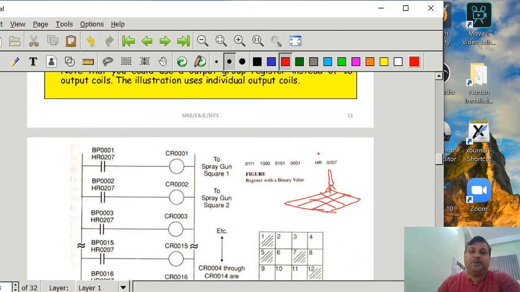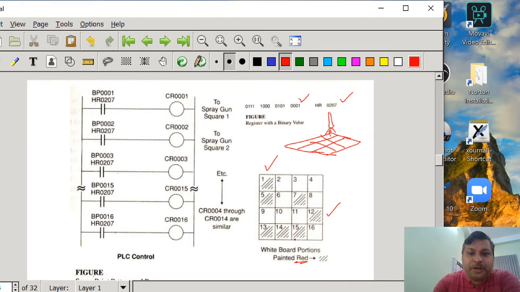So now, first of all, we will decide what will be the content of HR207. So I want to make the spray gun on for square one. So that's why this bit is one, and the rest, 2, 3, 4, will be zero. So 0, 0, 0. Then the fifth bit is one, the sixth bit is zero, the seventh bit is one, the eighth bit is zero. Like that, 9, 10, 11 will be zero, the 12th bit is one, and then 13, 14, 15 will all be 1 and 16 will be 0.